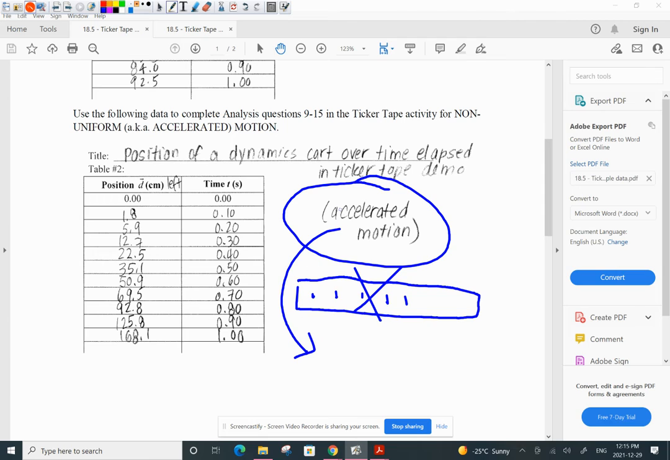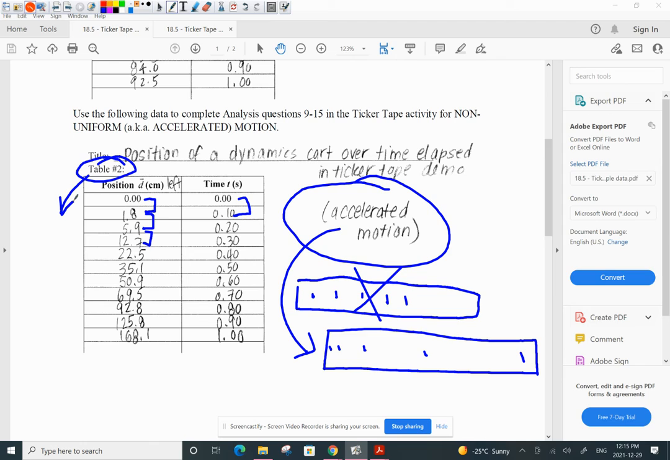We are seeing accelerated motion. So look at these values. The time is going up in equal intervals, but the position is not changing equally. 0 to 1.8, 1.8 to 5.9, 5.9 to 12.7. So what's this ticker tape going to look like? It's not going to have equal intervals. It's going to look something like this. Okay, so there's not equal intervals. It's accelerated motion or uniformly accelerated motion.